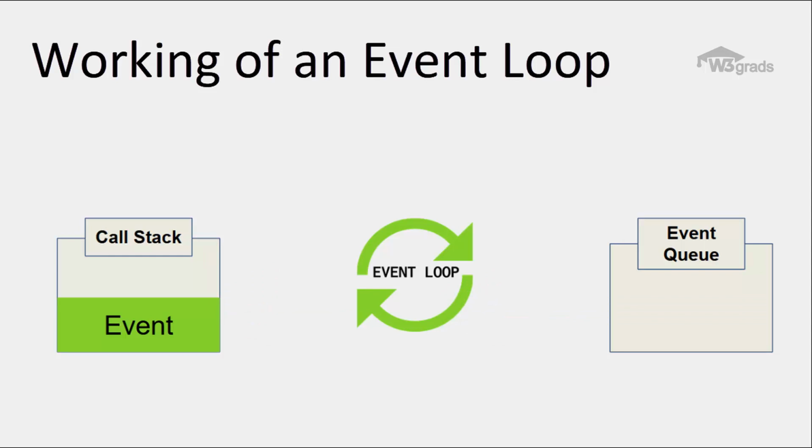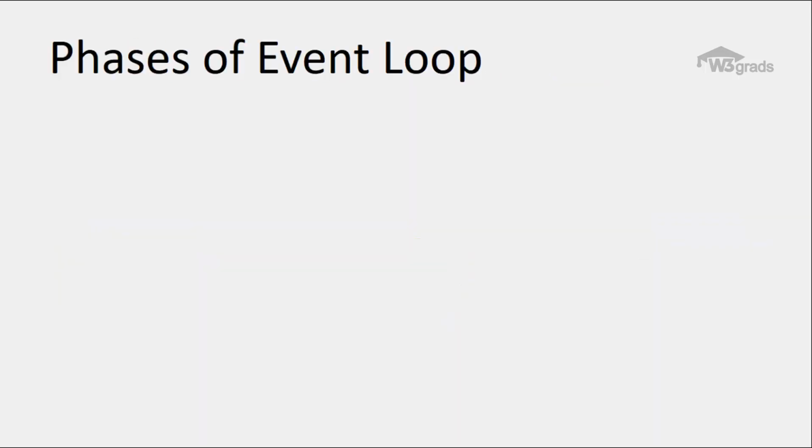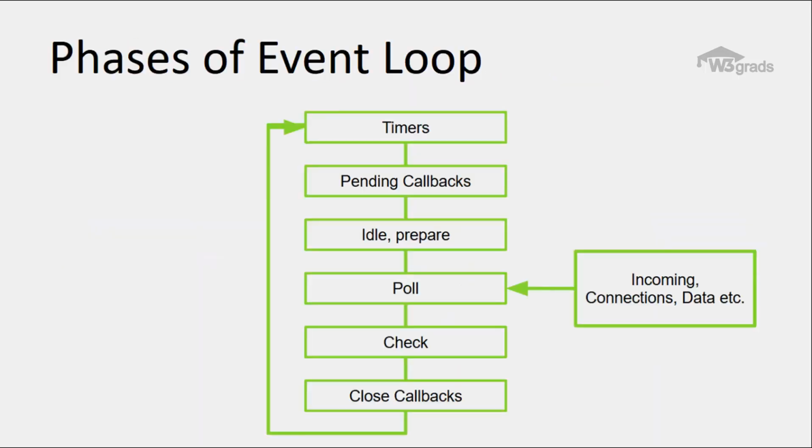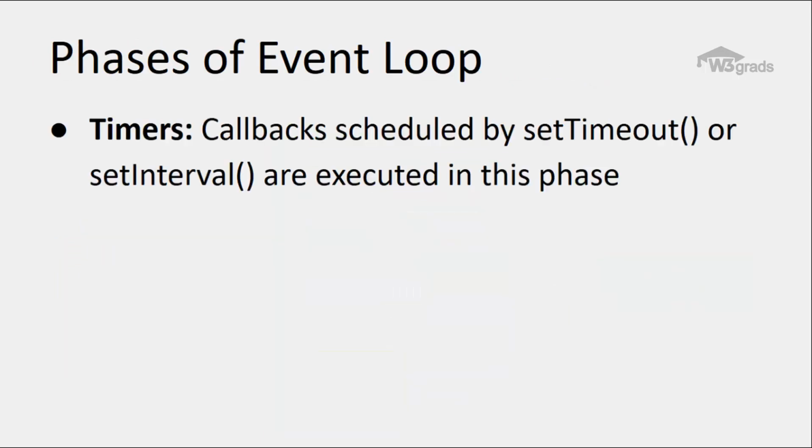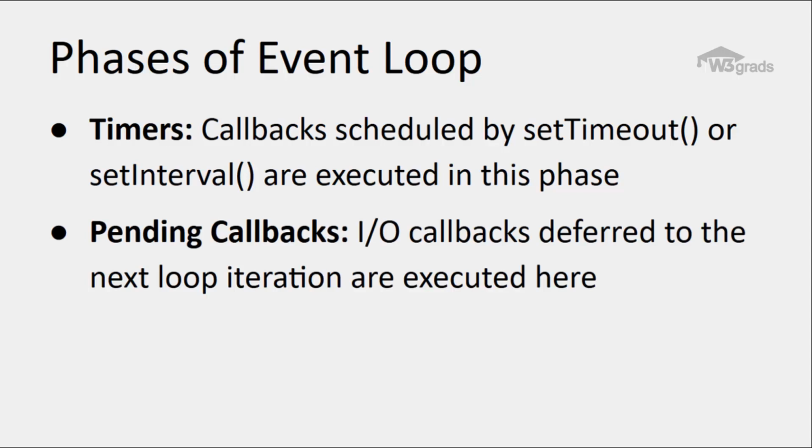Now that you know the working of event loop in Node.js, it is also important for you to know about the phases of event loop. The image shows the order of event loop operation. The first phase is the timer phase. In this phase, the callbacks scheduled by setTimeout function, or setInterval function are executed. Pending callbacks is the next phase. Here, the I/O callbacks deferred to the next loop iteration are executed.